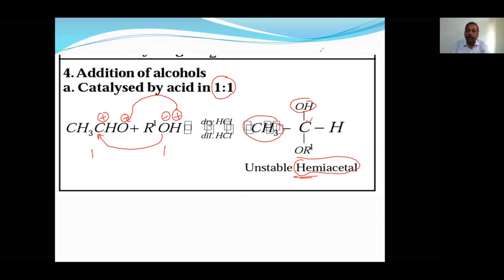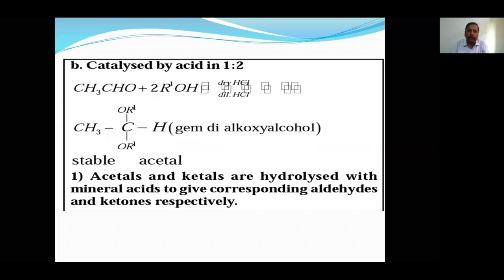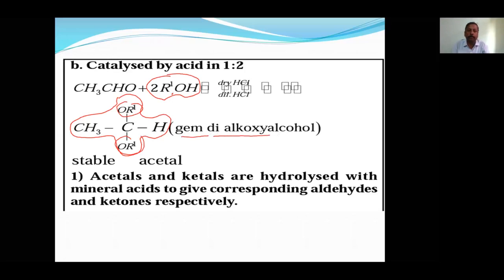Now let's see the next part. If it is 1:2, what will happen? At that time acetal will be formed. 2 moles of alcohol are used. Earlier this was OH, now it will be OR on both sides, OR' and OR', because we have taken 2 moles of ROH. This is called a gem dialkoxy compound.